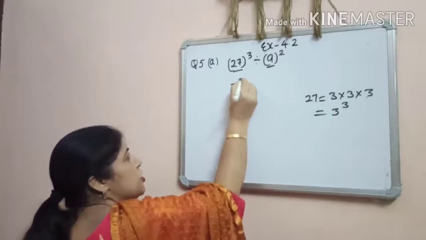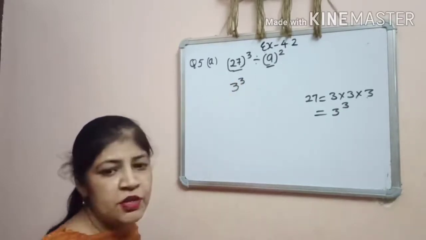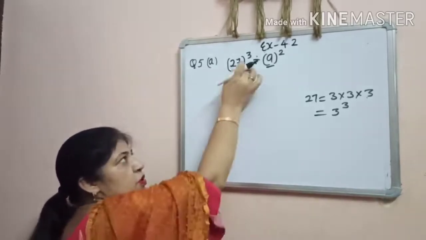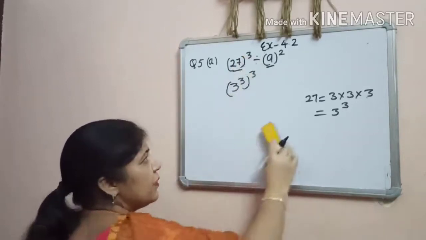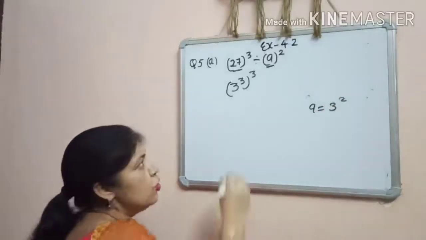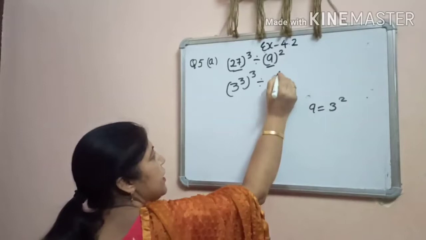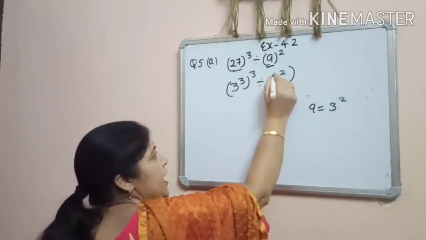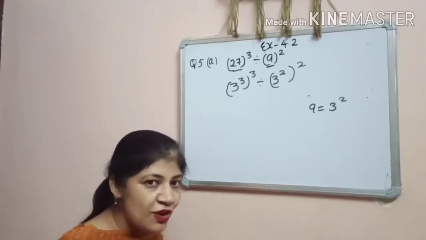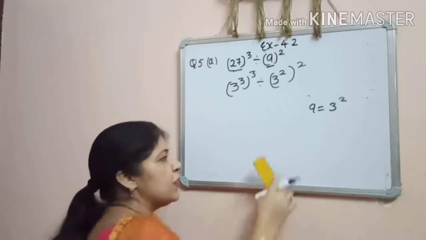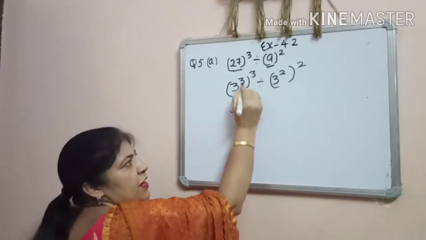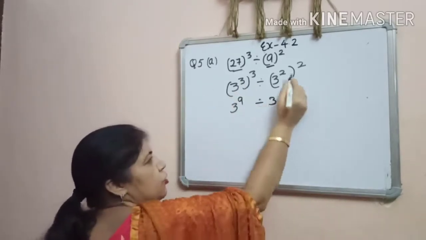Now in place of 27 you have written 3 raised to the power 3, and raised to the power 3 because it is the power of 3 given. And now you can write 9 as 3 raised to the power 2. So in place of 9 you have written 3 raised to the power 2 and raised to the power 2. Now we will use which law? Yes, power of a power. The power will multiply. Like this, 3 raised to the power 9, 3 into 3, 9, 2 twos are 4.